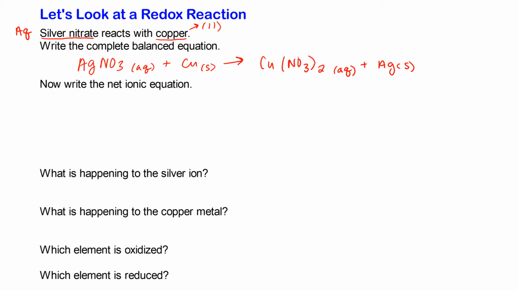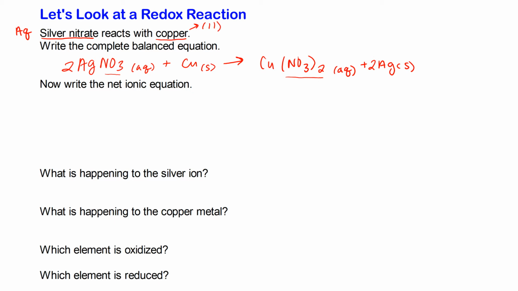And then we also need to go through the balancing. So since we see 2 nitrates on the product side and only 1 nitrate on the reactant side, I'm going to add a 2 coefficient in front of the silver nitrate. And because I've added a 2 in front of the silver nitrate, I need to add a 2 in front of the silver on the product side.